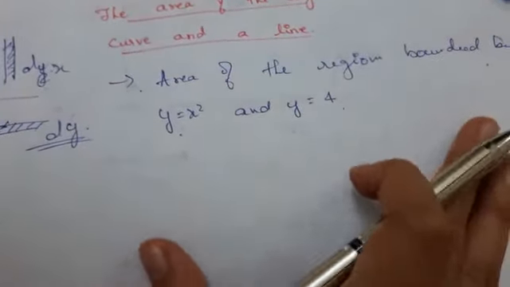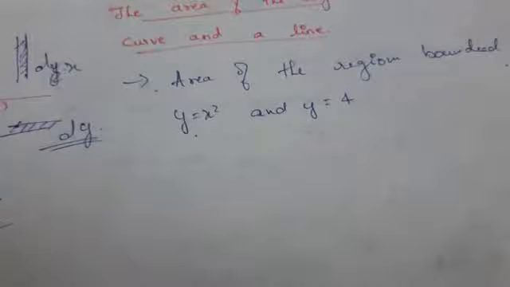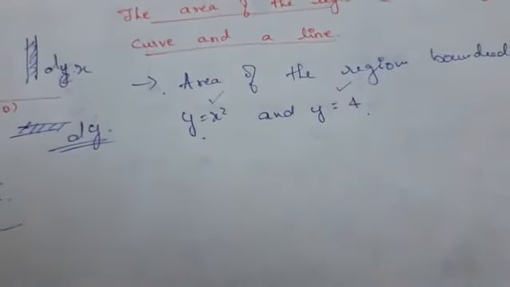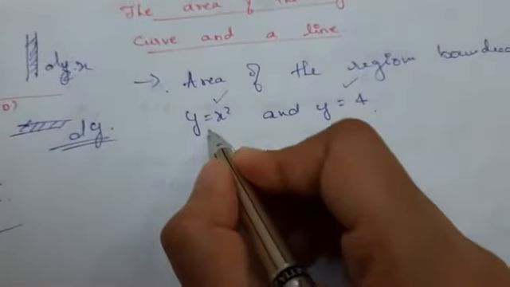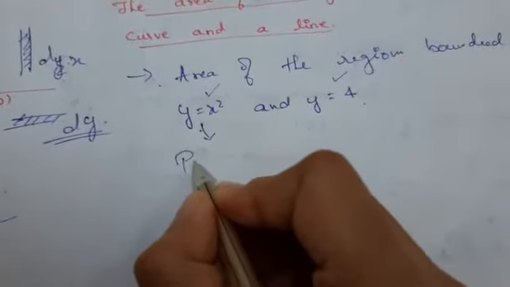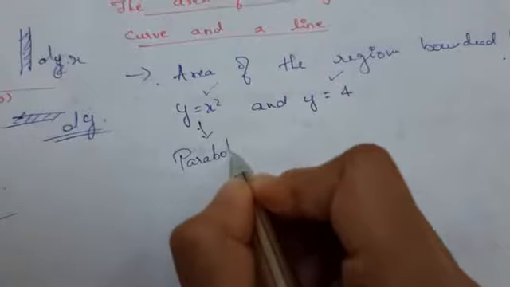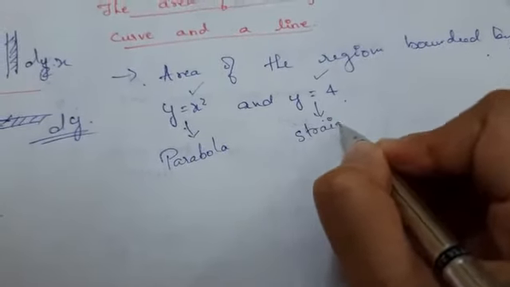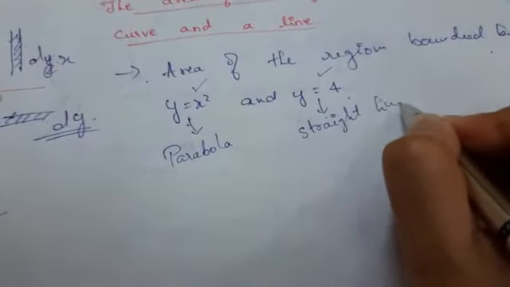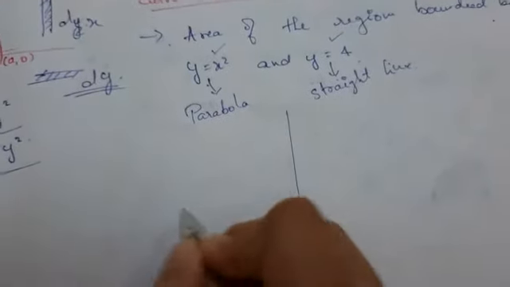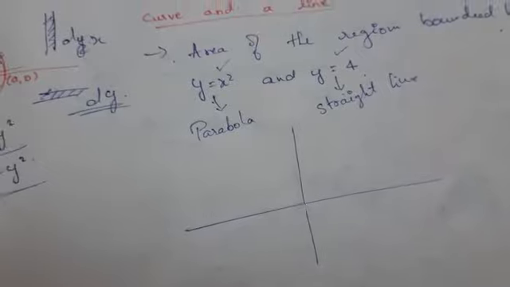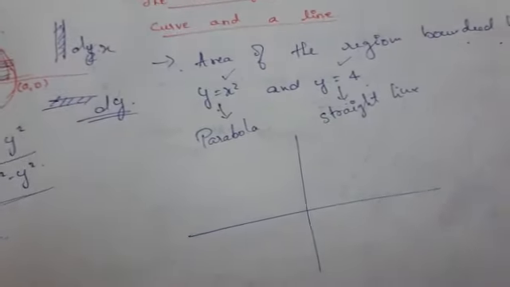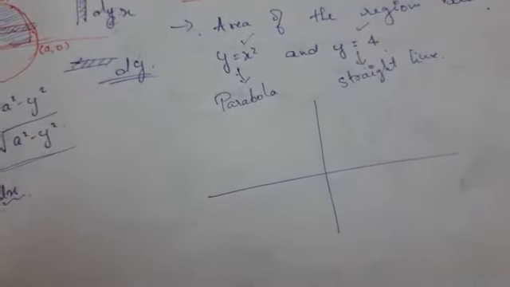By looking at the question, we should now have a basic idea of how the curves will look. y is equal to x square is nothing but a parabola, and y is equal to 4 is a straight line which is parallel to the x axis. So we should draw it first. I am drawing that. We should have this basic picture, because before finding the area, we should know which area we are finding first.